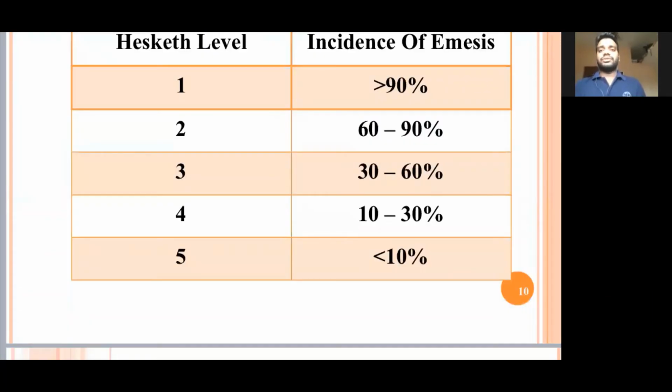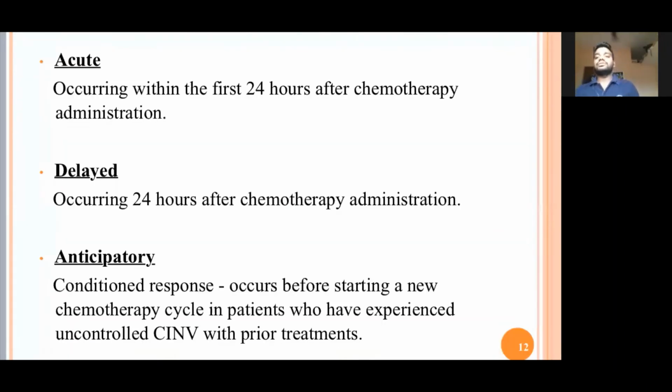So now coming to the types of chemotherapy-induced nausea and vomiting. What are the types of nausea and vomiting that you will see in chemotherapy? The first type is called acute. As the name says, it occurs in the first 24 hours of chemotherapy administration. The next type is delayed, which occurs after 24 hours of chemotherapy administration. After the 24 hours, the patient will have this kind of nausea and vomiting.